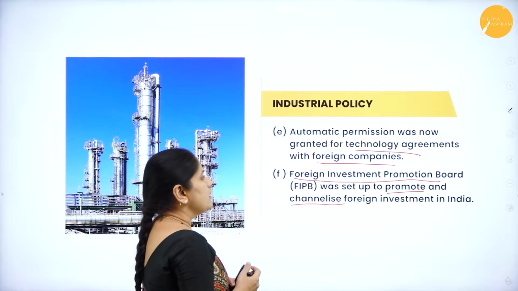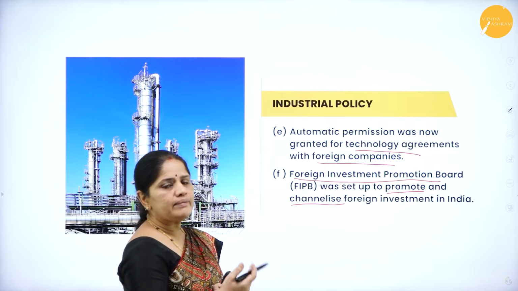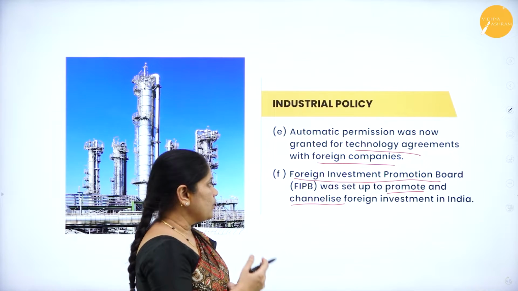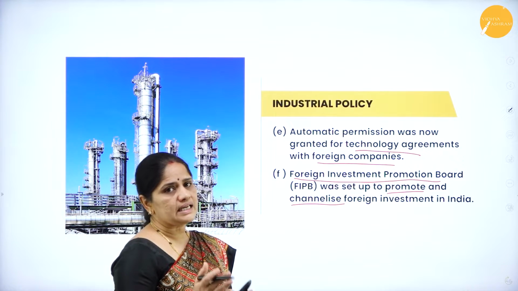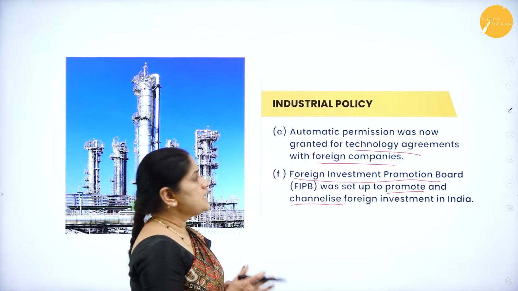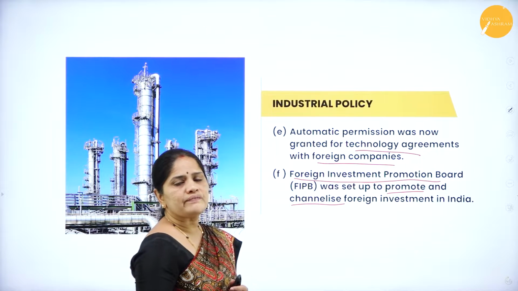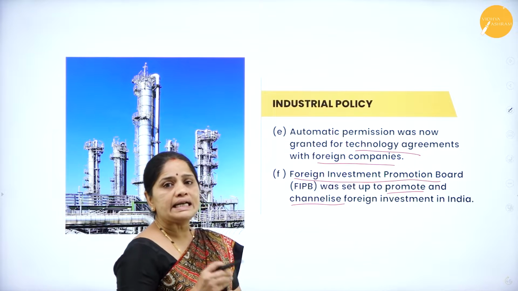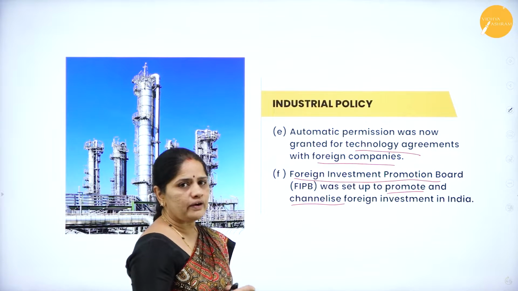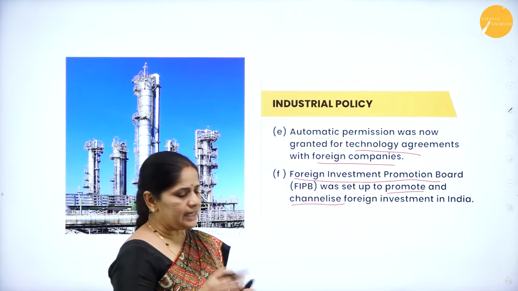So, whatever foreign investment came to India, it was this board that used to channelize the foreign investment into the various industrial sectors. So, these were the important features of the industrial policy of 1991 introduced by the Indian government for the betterment of industrial development in India.